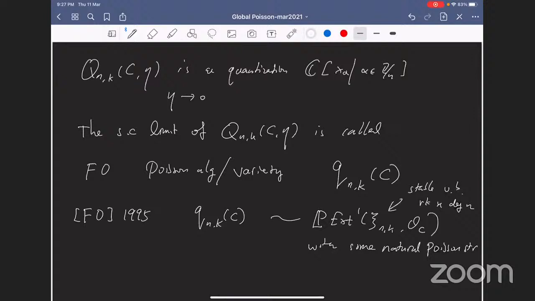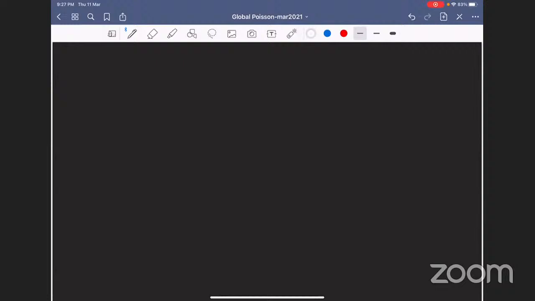But I will describe what this Poisson structure is using a slightly different approach. In the same paper, they also give some examples of symplectic leaves without proofs. So the main goal of today's talk is to try to understand this Poisson structure, QNK. This is the first part of the talk. Any questions about this algebra?